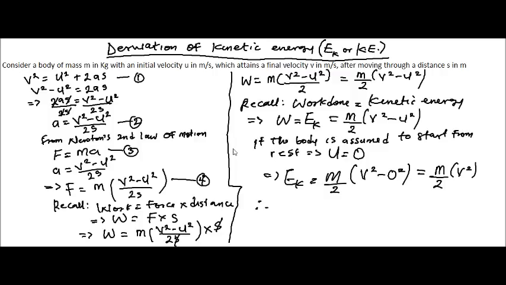So we can therefore say that the kinetic energy of a body which is assumed to start from rest, please don't forget this condition, is very vital, because there are some cases whereby we use u if the body has actually moved some distance. So in this case, kinetic energy will now be m v square over 2, which can also be written as half m v square. That is actually the proof.